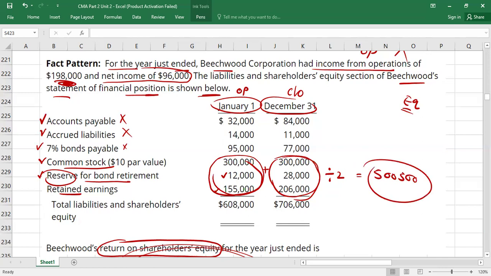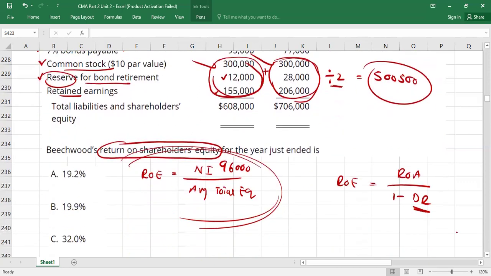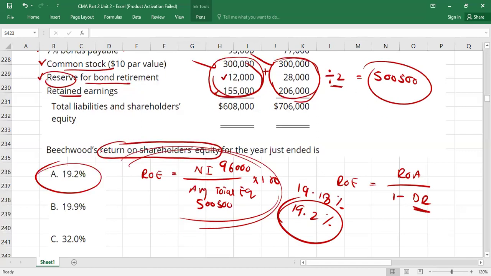You can just cross check on the question. If I do opening plus closing divided by 2, this is 500, 500. So I'll divide by the 500 and 500 and multiply by 100. Let's see how much the answer is. 96,000 divided by 500, 500, multiply by 100. So the answer is 19.18%. So we can write around 19.2%. So it means this is the first option.